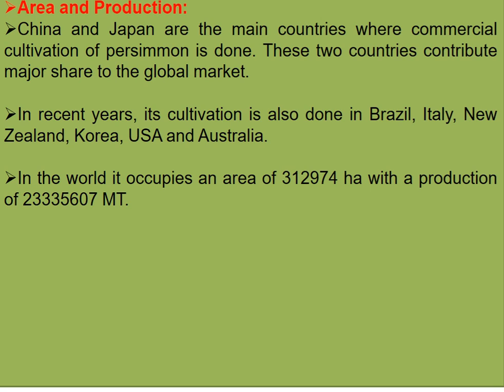Area and production. China and Japan are the main countries where commercial cultivation of persimmon is done. These two countries contribute a major share to the global market. In recent years, its cultivation is also done in Brazil, Italy, New Zealand, Korea, USA, and Australia. In the world, it occupies an area of 3,12,947.74 hectares with production of 23,33,507 metric tons.